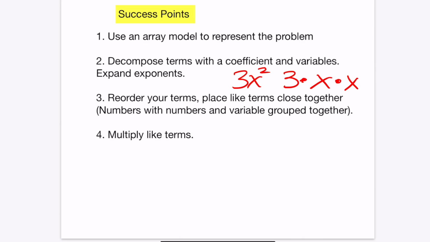And then I'm just reordering terms. I'm placing things that are alike together, and that means numbers with numbers and variables grouped together. I want to put things that are alike next to each other because it just helps me see, especially with the variables. If I'm multiplying the same variable again and again, I'm going to use an exponent to represent that. And then finally at the end, I'm just multiplying my like terms.